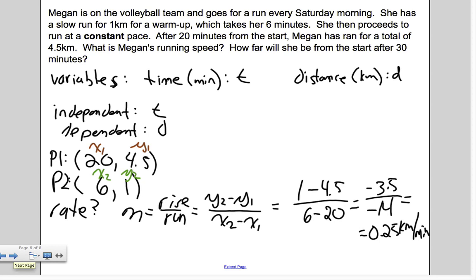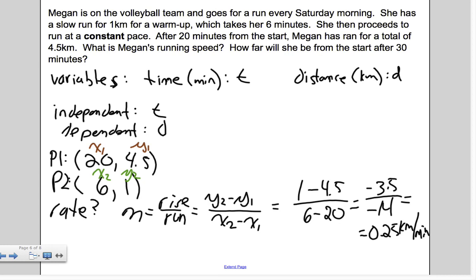0.25 kilometers per minute. In other words, she runs a quarter of a kilometer per minute, which is pretty fast. Any question over here, Jenny? Does it matter if you put X and Y the other way? So that's your running speed. That's pretty fast. Sorry, 1 kilometer for every 4 minutes. That's 15 kilometers in an hour.